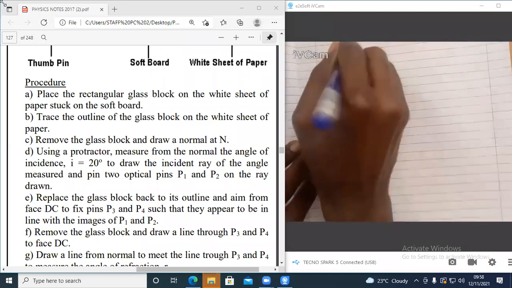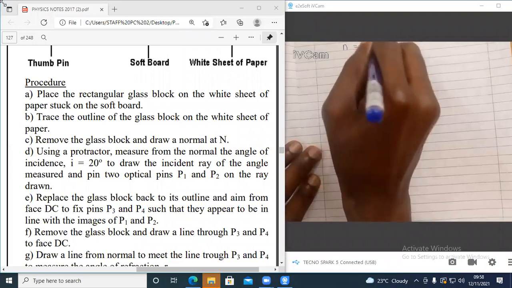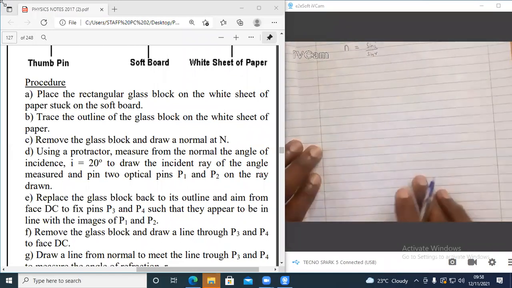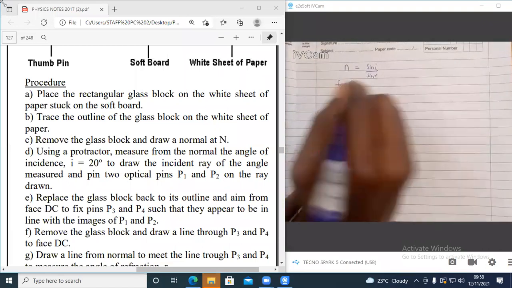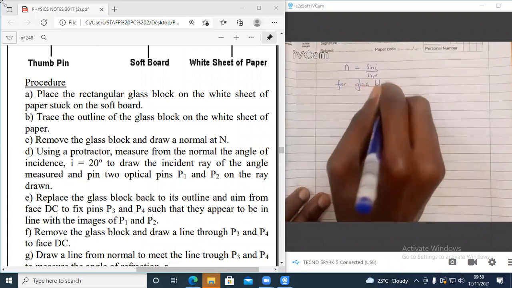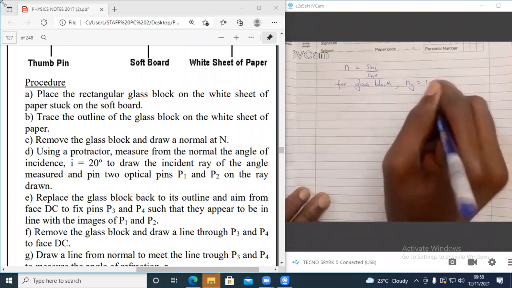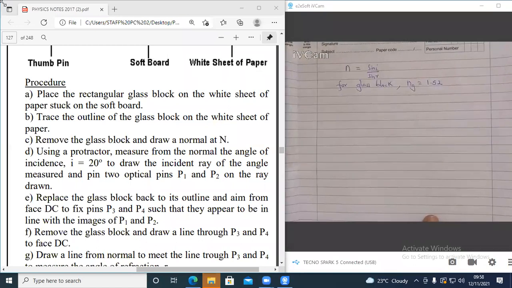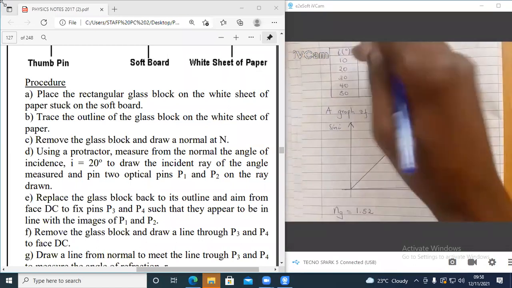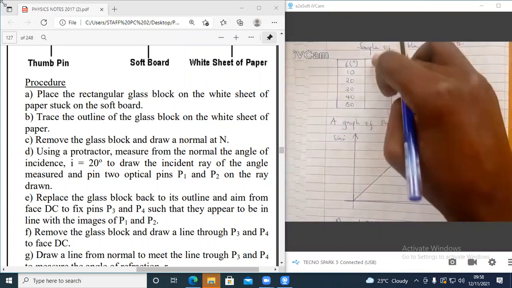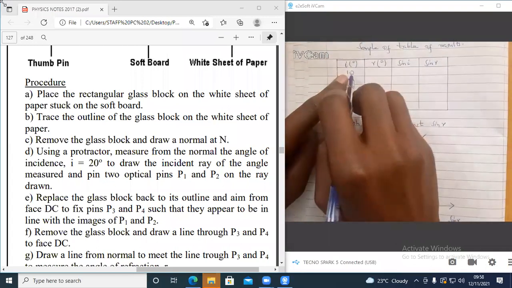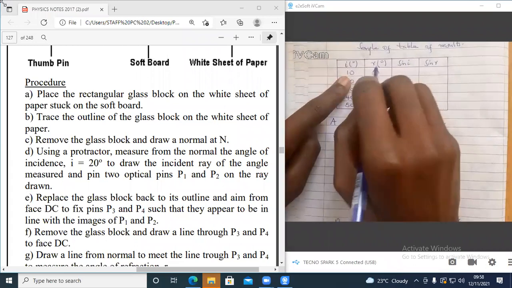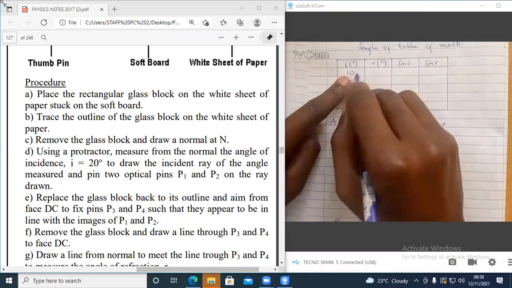We know that refractive index is equal to sin I divided by sin R. For a glass block, the refractive index is 1.52. I've already given you the angles of incidence. Now I want us to use them theoretically. If the angle of incidence is 10, what do you expect the angle of refraction to be? Should it be more than 10 or less than 10?